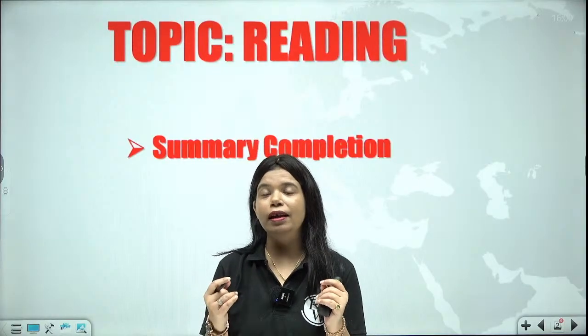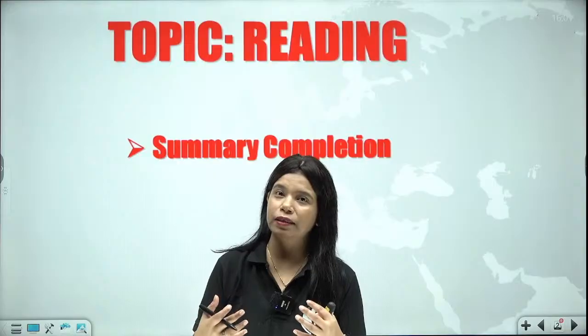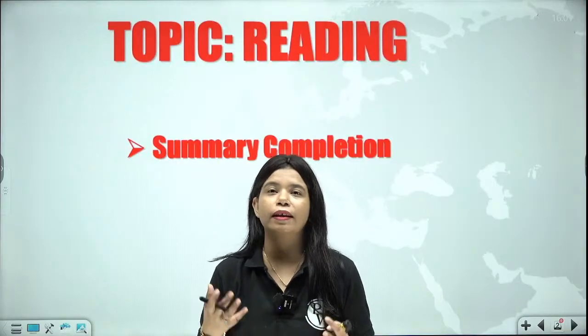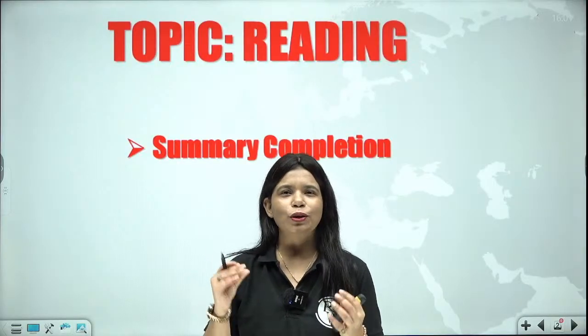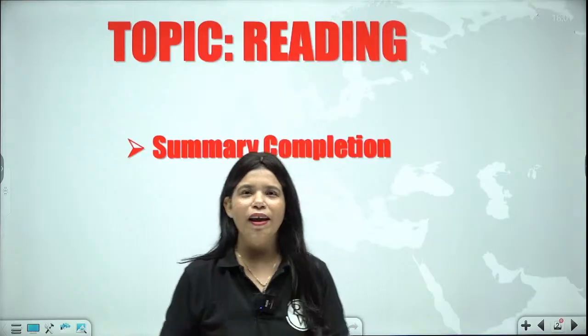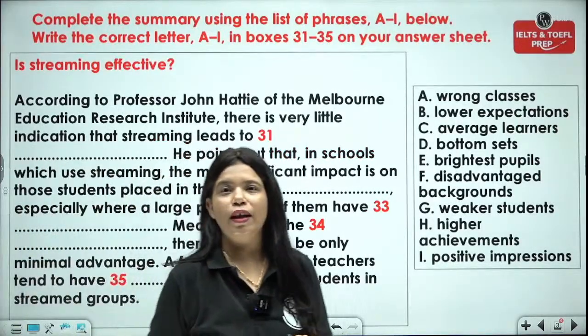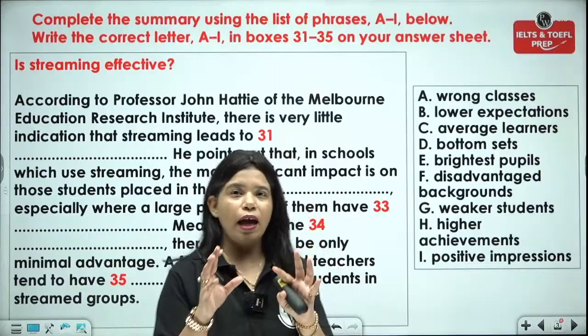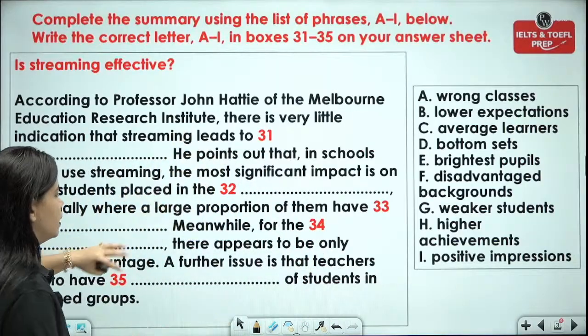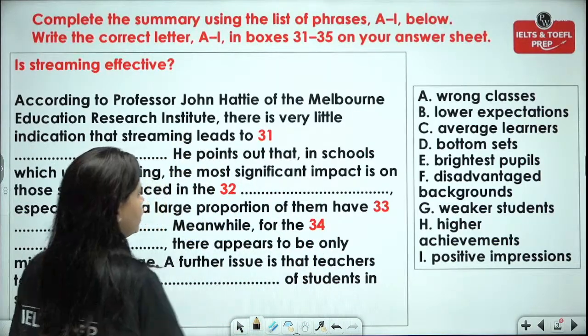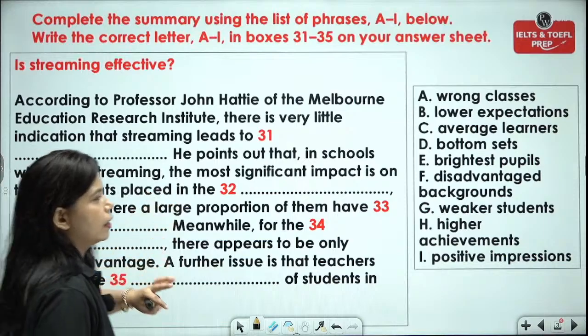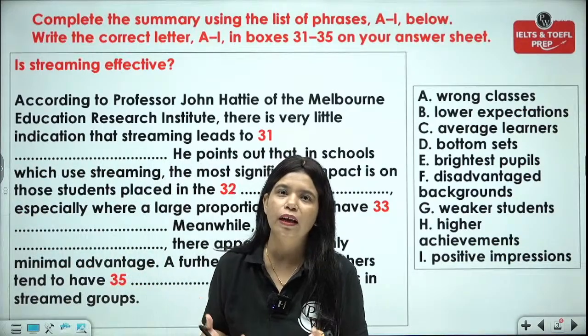Then we will understand how to go about it, some tips and strategies using which we can get the right answers in a short amount of time. So here you go. This is how a summary completion question would look on the day of the exam. What happens is that, as you can see, in the middle of a paragraph, you have been given some blanks. And you are supposed to, of course, fill up these blanks.